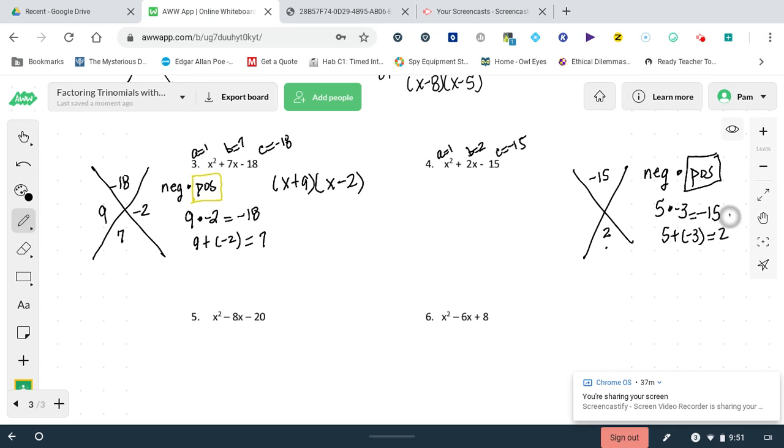So this is just your check part over here. So you have 5 and negative 3. So you're going to write x plus 5 because it's a positive 5, times x minus 3 because there's a negative 3. And I'm going to write that negative 3 a little better. Okay, last two.